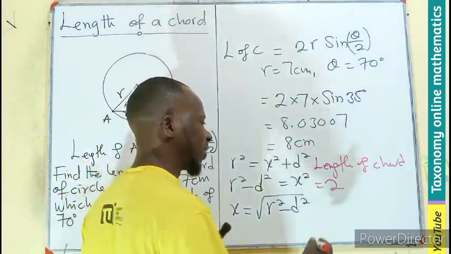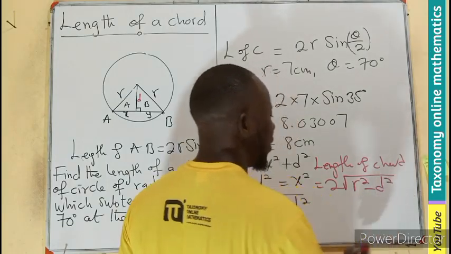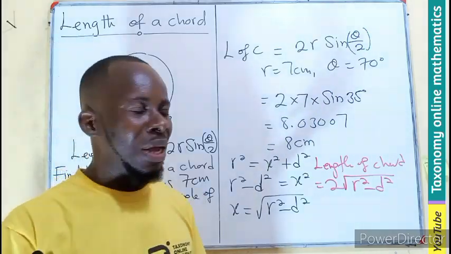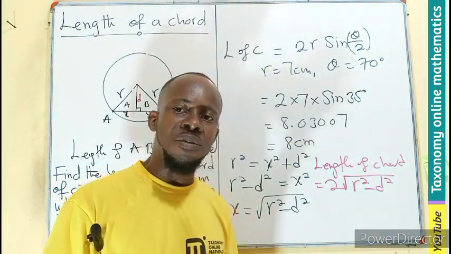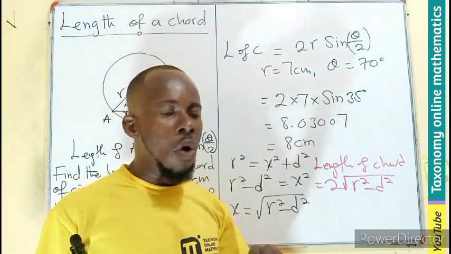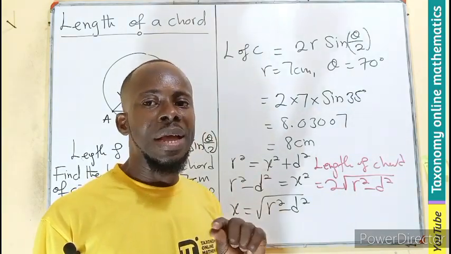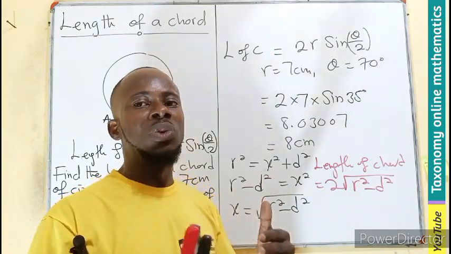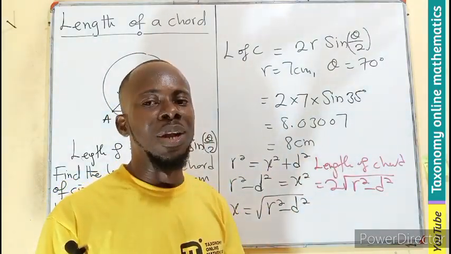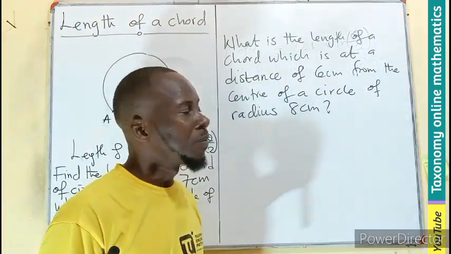And what is the value of x? The root of r squared minus d squared. So per generalization of a formula, we can also say that the length of any chord where the distance from the center to the chord is known, we use 2 times the root of r squared minus d squared. So if you substitute the values into that, then voila, you have gotten the value of the length of the chord. Okay, so look at this question.